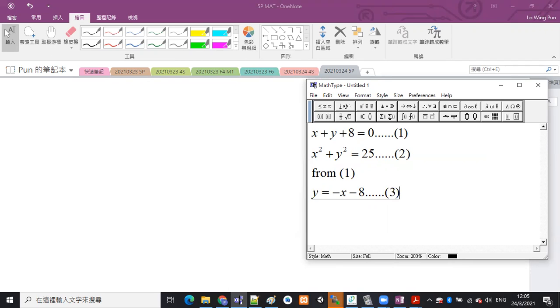And then what is slightly more complicated will be the following steps. We are going to substitute this equation 3 into the one with square terms. That is equation 2. Sub 3 into 2. Let's always do this.